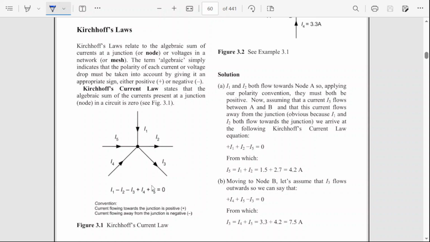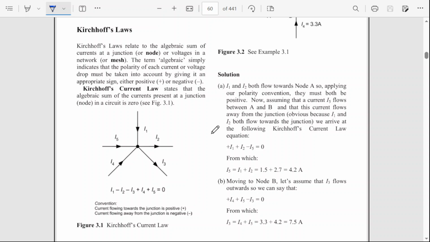So when we express this in a formula, notice that I1, I4, and I5 are positive because they're coming into the node, and then I2 and I3 are negative because they're leaving the node. So this sum has to be equal to 0. Okay, so that is the first law of Kirchhoff. This is Kirchhoff's current law.